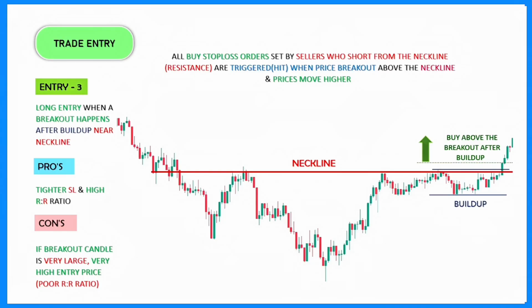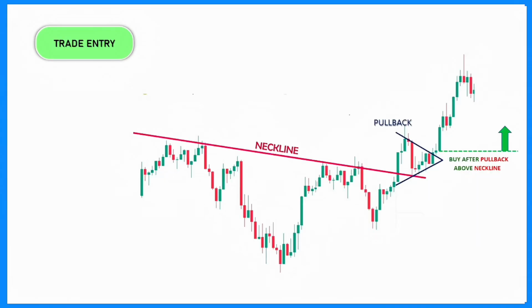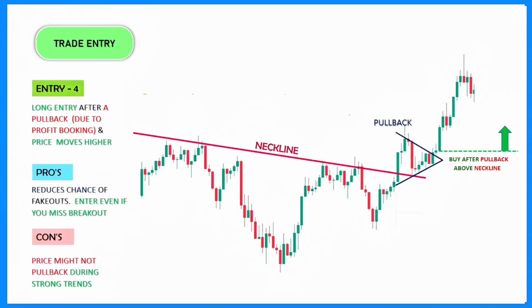Now, what if the market doesn't form a buildup or gives a huge breakout candle that you missed? No worries. The third method is to wait for a pullback. This approach lets you catch the move after the breakout has already happened. So if the market breaks out directly, you wait for a temporary pullback, usually seen as small, weak bearish candles.